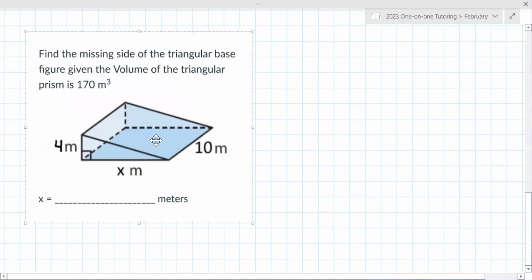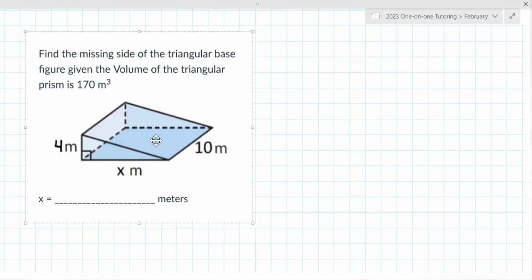Find the missing side of the triangular base figure, given the volume of the triangular prism is 170 meters cubed. Okay. There's a couple of ways to do this. Do you want to tell me how you tried to do this?